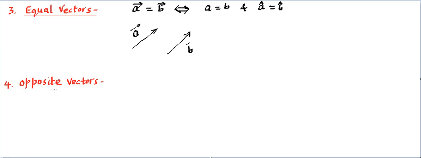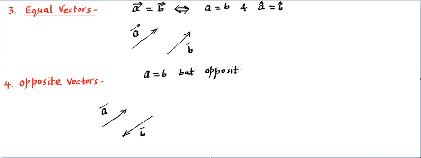Next is opposite vectors. Opposite vectors are just the opposite of this. That means they have the same magnitude. Let's say this is the A vector, then the B vector will have the opposite direction and the same magnitude. So we have two vectors A and B such that their magnitudes are equal, but directions are opposite. If the directions are opposite and magnitudes are equal, we call them opposite vectors.